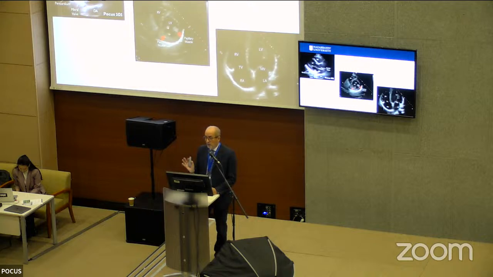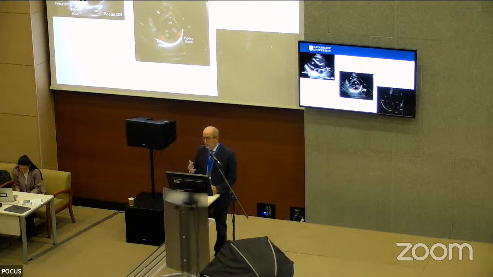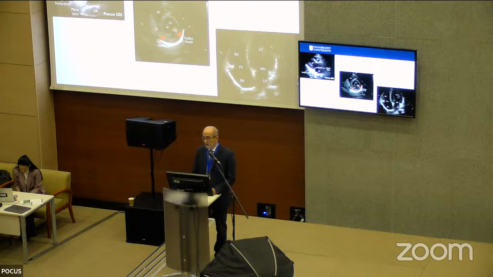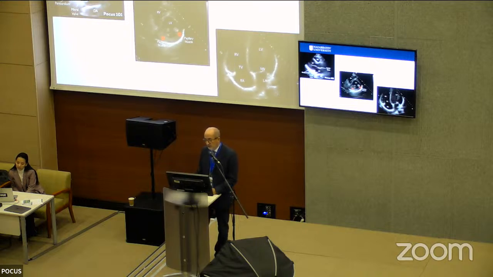So this is how we look at the LV function in general with the eyeball, just looking at the general contraction of the ventricle from the parasternal long axis, parasternal short axis, and apical four-chamber view.